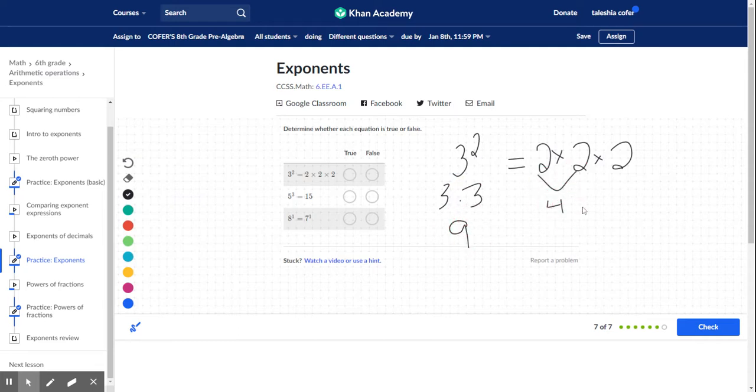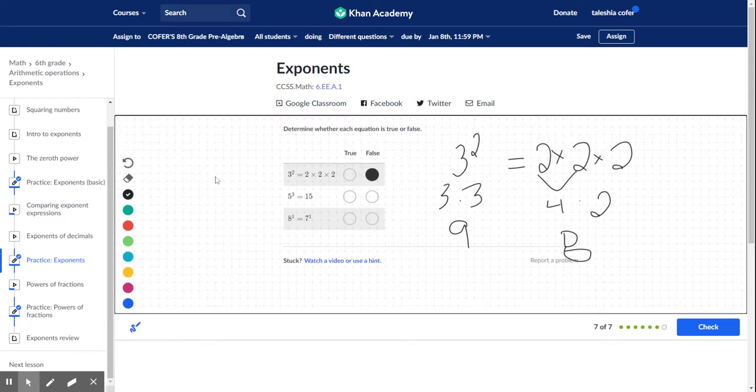2 times 2, that's 4, but I still have to multiply it by another 2, and 4 times 2 is 8. So those are not equal. So this has to be false.